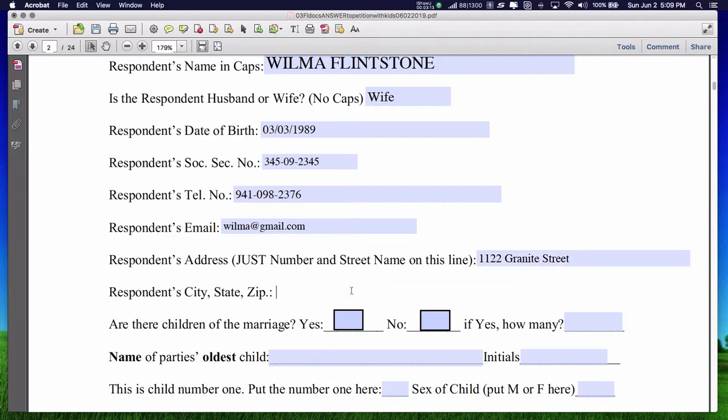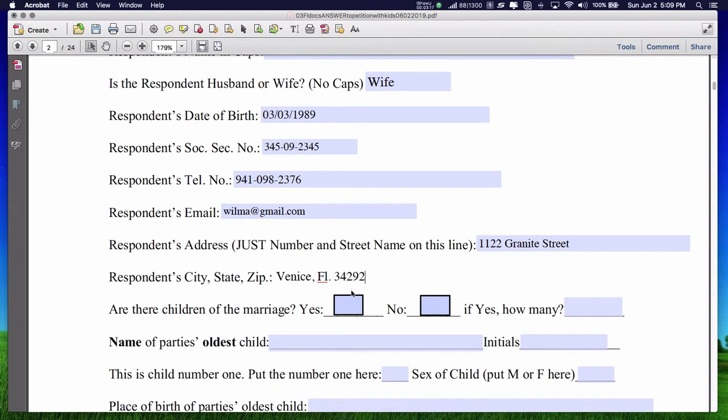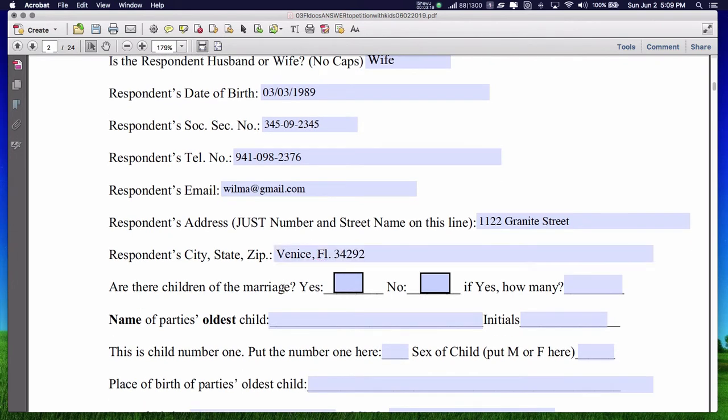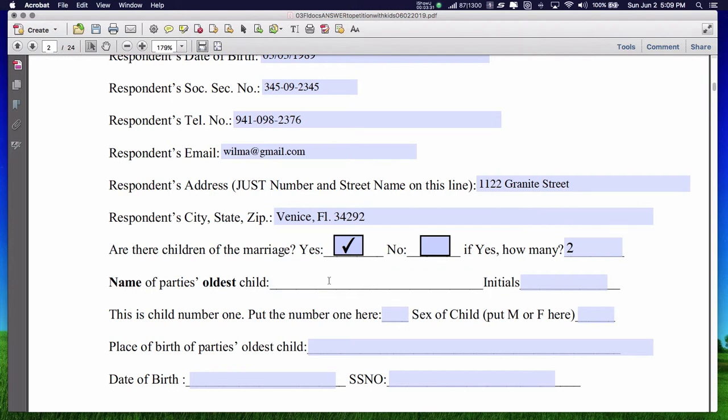Okay. Are there children in the marriage? Well, in this case, yes, there are. How many? Well, Fred and Wilma had one child, Pebbles, if you remember. I'm going to put two here, just so you could see what it looks like when you put two children. So the oldest child, let's make it Pebbles. And I don't remember her middle name, so I'm just going to use generic initials.